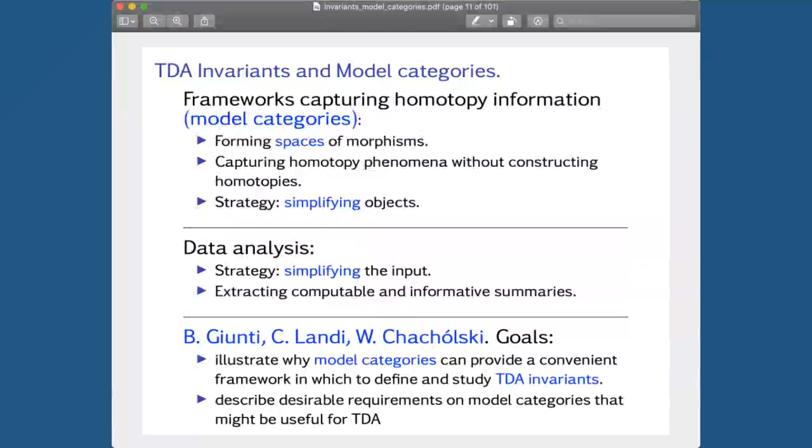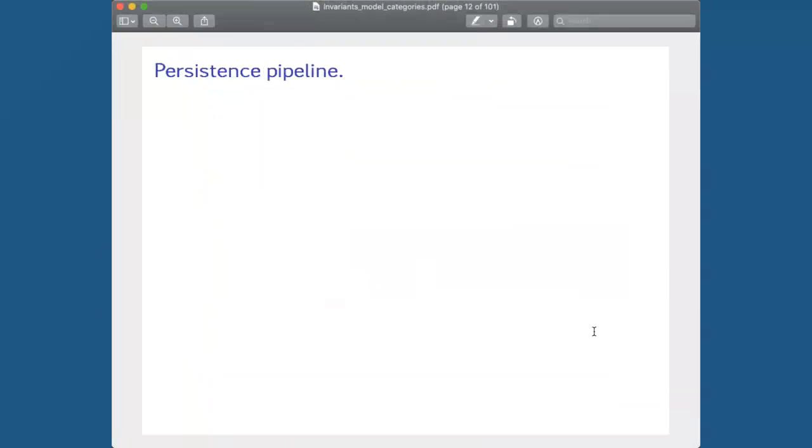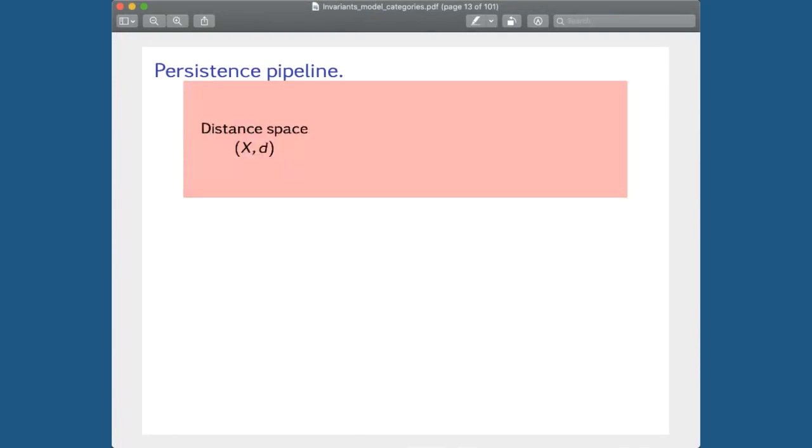All right. So to explain the connection between model categories and topological data analysis invariants, let us start with recalling the persistent pipeline. So, all right, for us, this is just a schema of this pipeline.